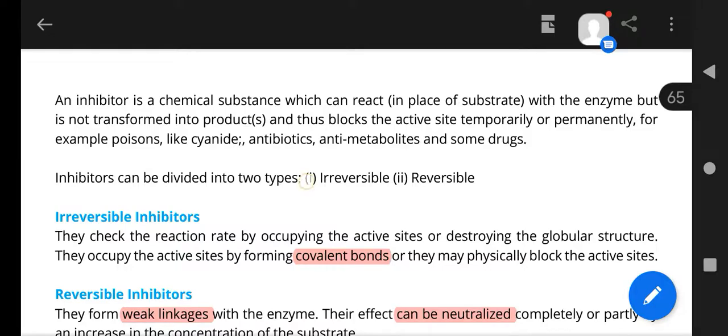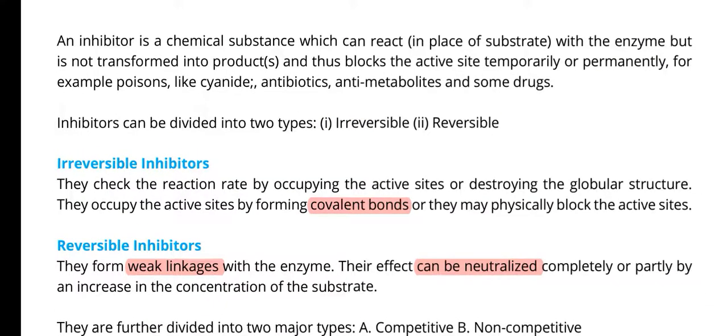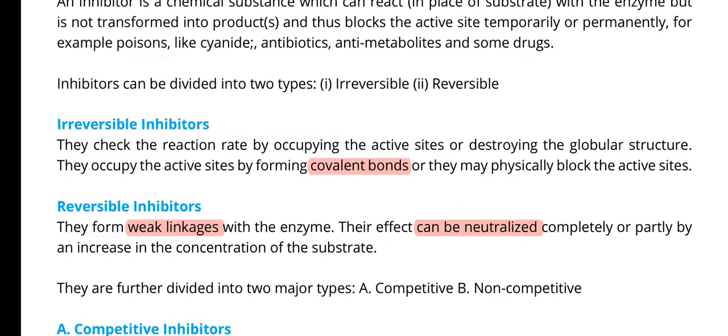Irreversible inhibitors check the reaction rate by occupying the active sites or destroying the global structure. As the name represents, irreversible, they occupy the active site by forming a covalent bond, or they physically block the active site. Even if it is removed from the enzyme, a new substrate attached to the enzyme will not act. After that we will discuss the reversible inhibitors.